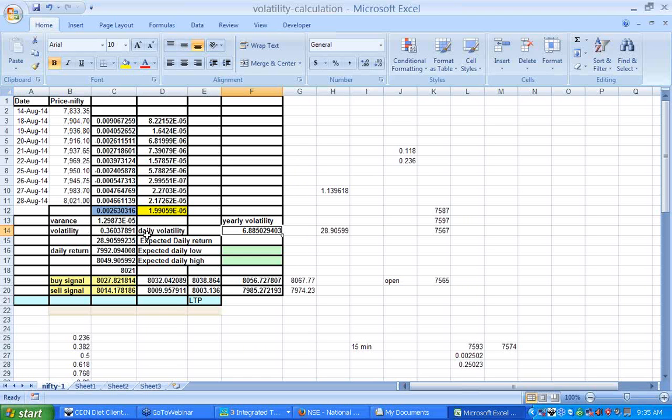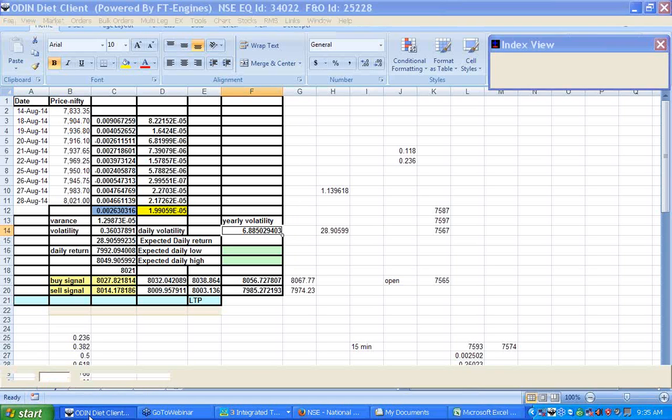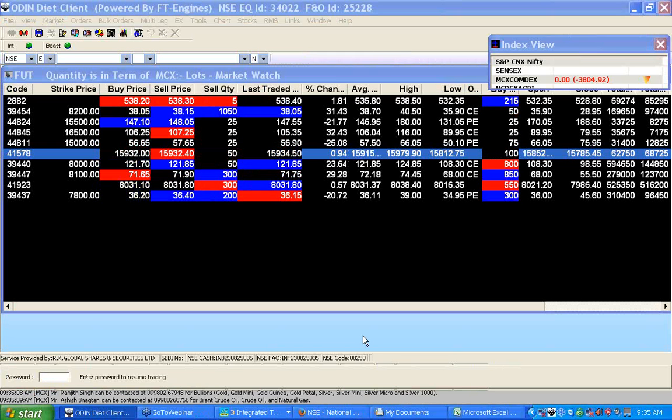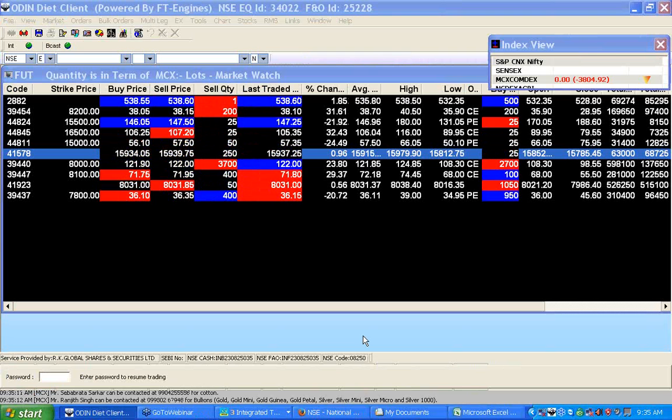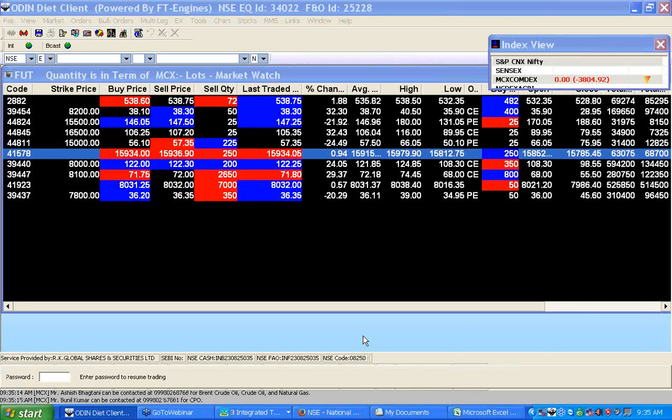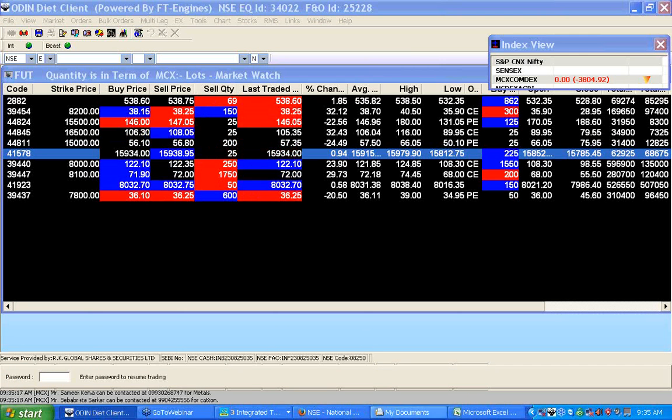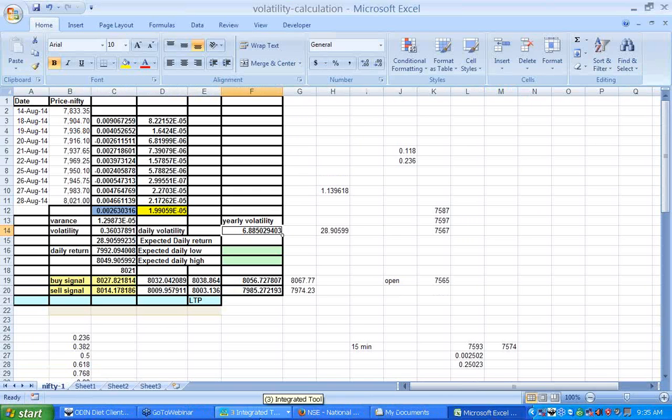However, our current yearly volatility is 6.88, that too taking today's opening gap into account. Hence, we are in very low volatility territory. So still we can think of purchasing this Nifty future with a stop loss of 8014 for a target of 8056. So this is what you have seen as per the raw volatility estimate.